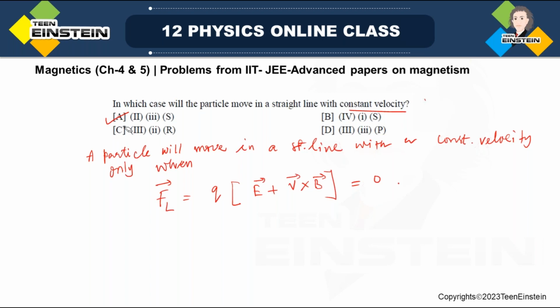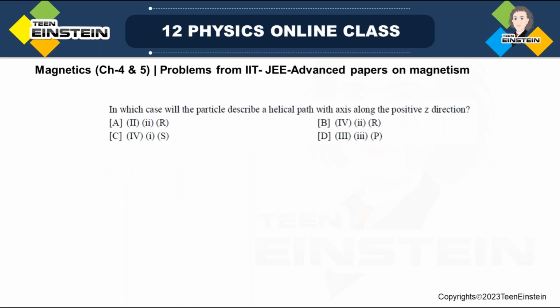Okay, all right, we'll go to the next question related to this table itself. In which case does the particle describe a helical path along the positive z direction?